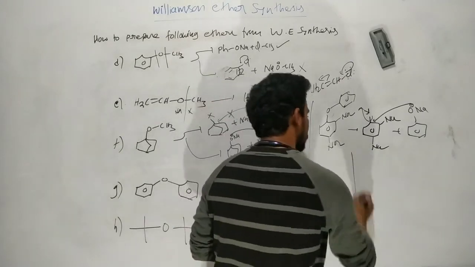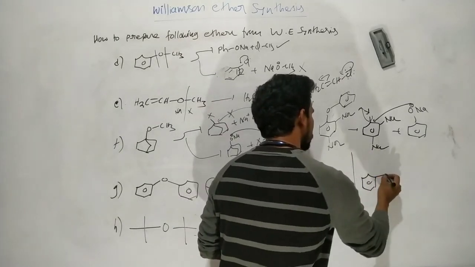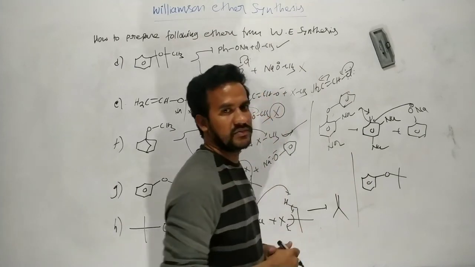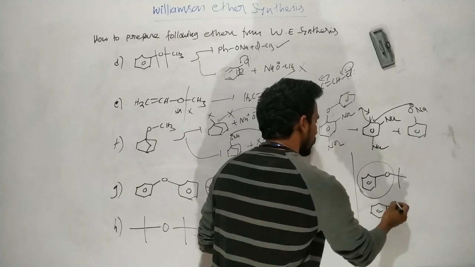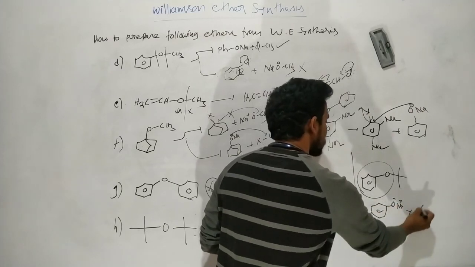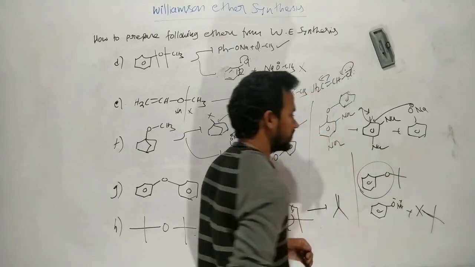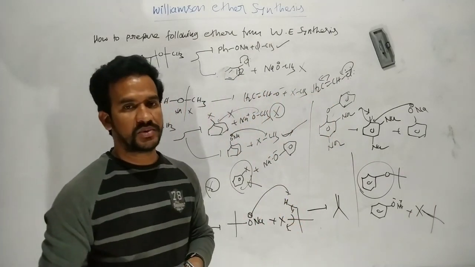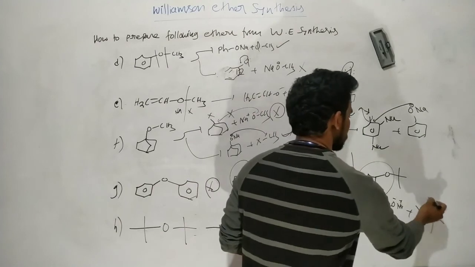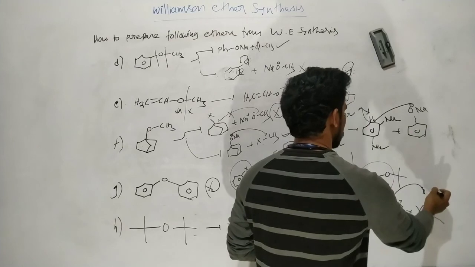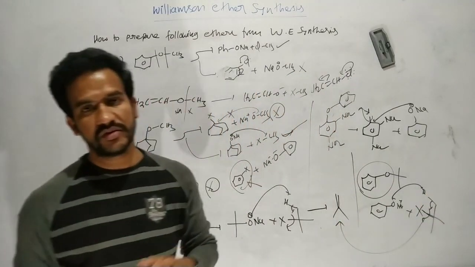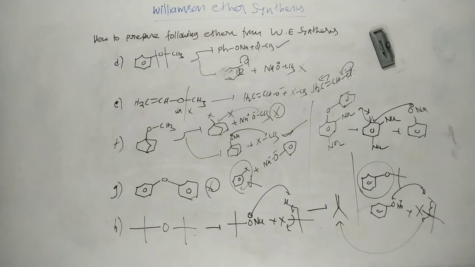And of course, we cannot prepare this ether also by the Williamson ether synthesis, because we should take the phenoxide ion, O minus Na plus, and a tertiary halide. The tertiary halide is not suitable for the SN2 type reaction. Again in this case elimination is favorable. The base removes the proton and X minus leaves, and again we get isobutene as the major product. So that is about the Williamson ether synthesis. So write down.